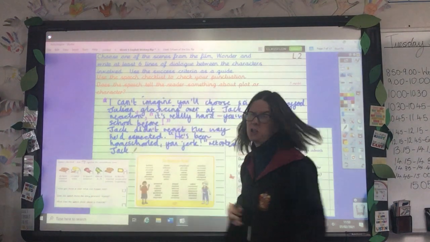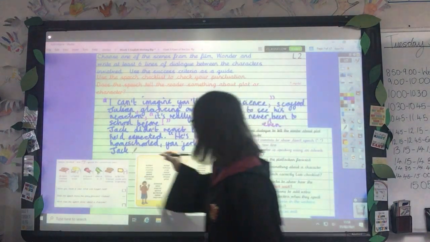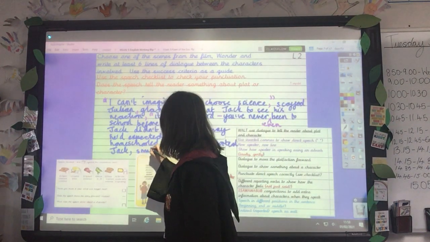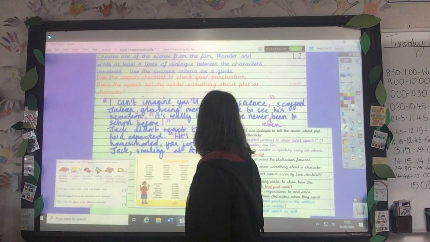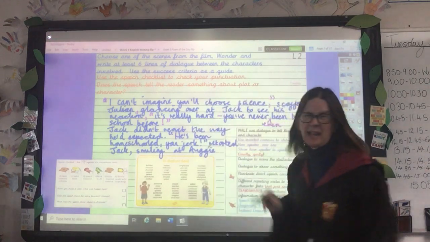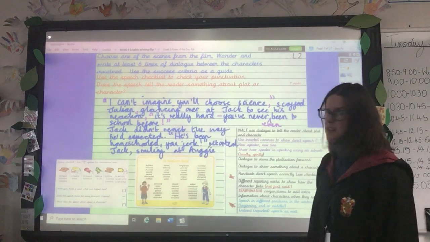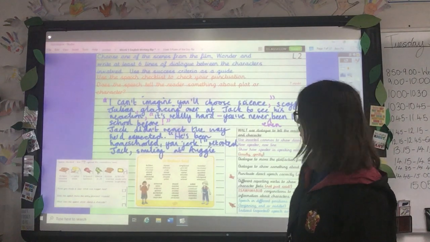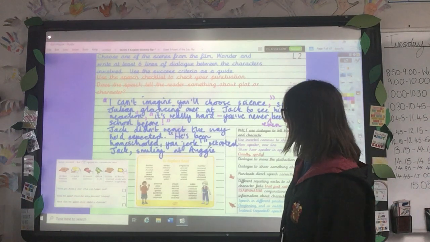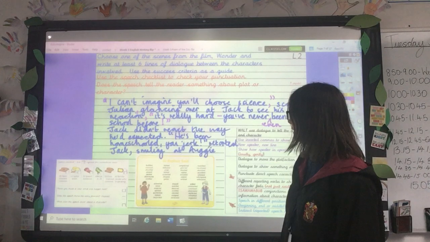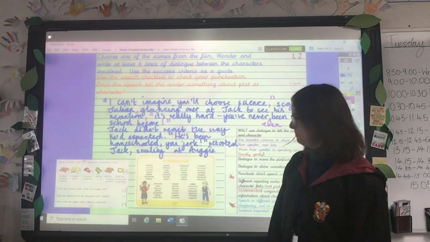And what would Jack do as he was talking? I think he'd smile at Augie to reassure him. So I'm going to put a comma there and parenthesis, smiling at Augie. So let me reread that to see it all makes sense. "I can't imagine you'll choose science," scoffed Julian, glancing over at Jack to see his reaction. "It's really hard. You've never even been to school before." Jack didn't react the way he'd expected. "He's been homeschooled, you jerk," retorted Jack, smiling at Augie.